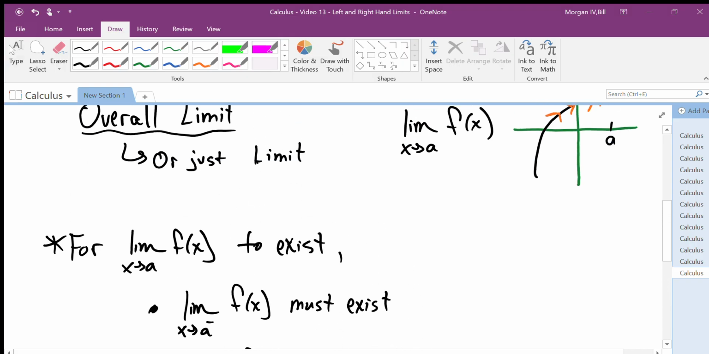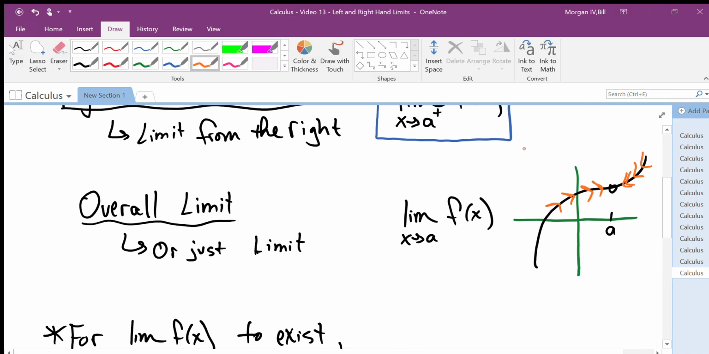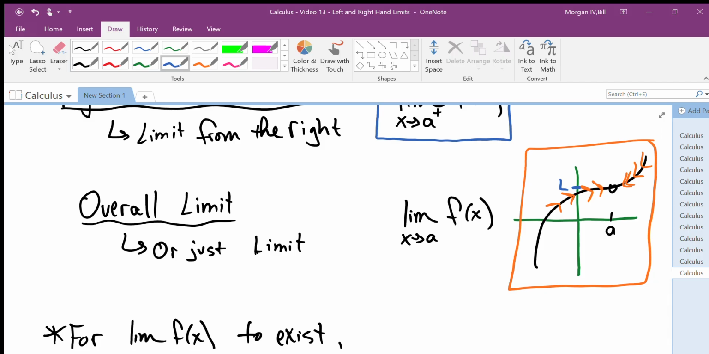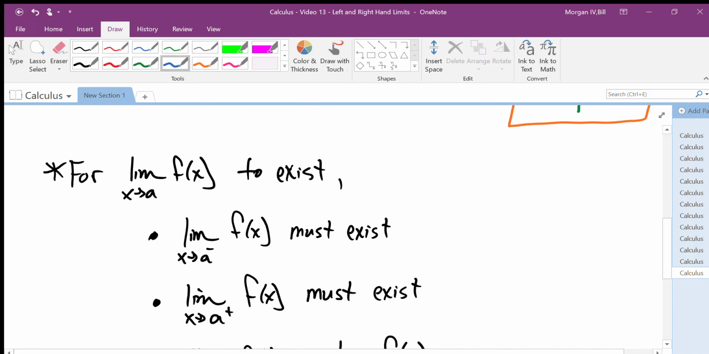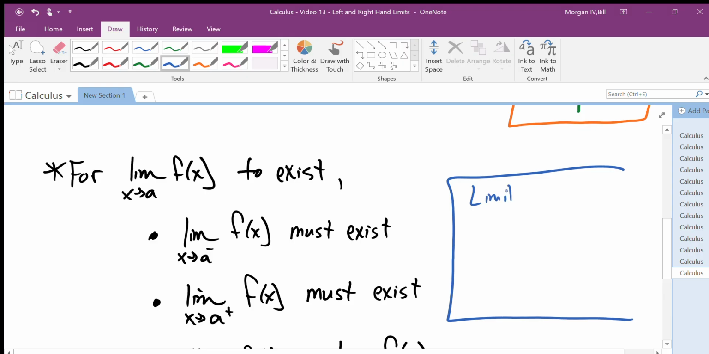It should look like the picture I have right up here. This overall limit exists because as we approach a from the left and we approach a from the right, both of them approach this y value of L. The left-hand limit and the right-hand limit are coming together, if you will. What would not exist? So, limit does not exist.